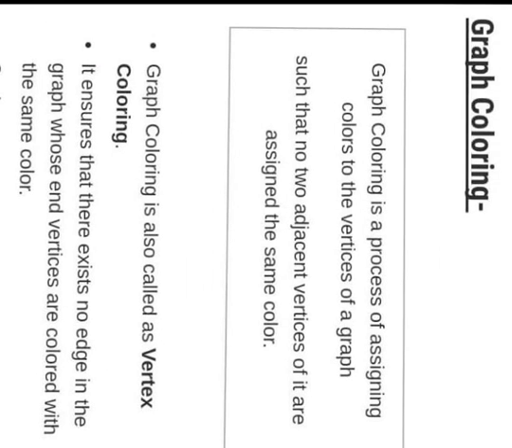Graph coloring is a process of assigning colors to the vertices of a graph such that no two adjacent vertices of it are assigned the same color. Graph coloring is also a vertex coloring. It ensures that there exists no edge in the graph whose end vertices are colored with the same color. These are the observations that we have made from graph coloring. Such a graph is called a properly colored graph.